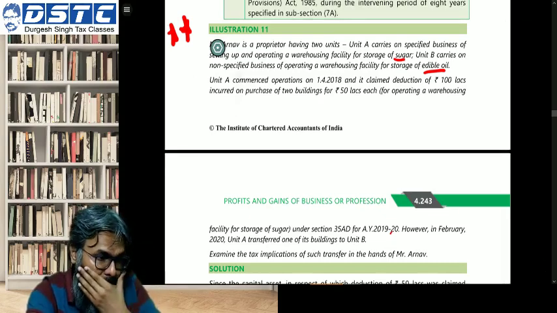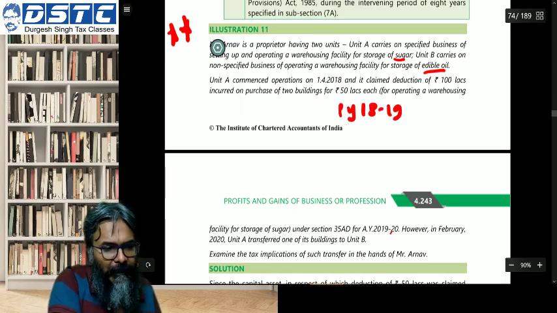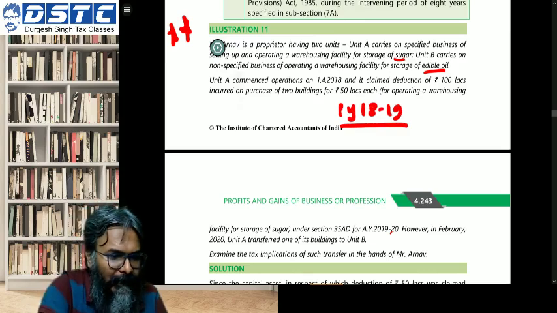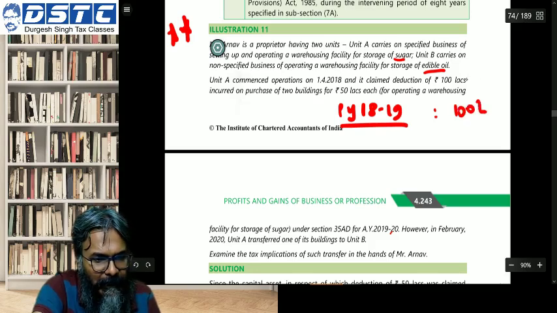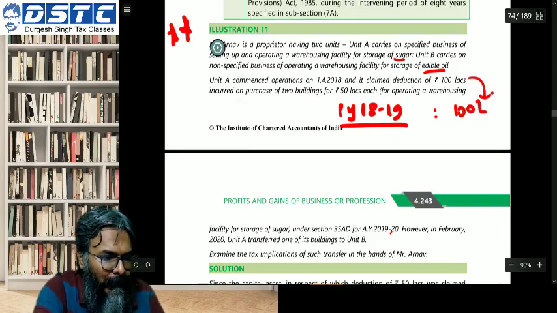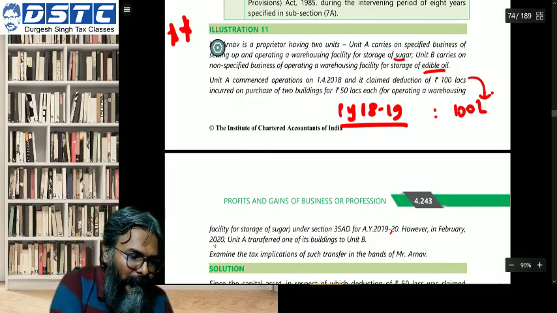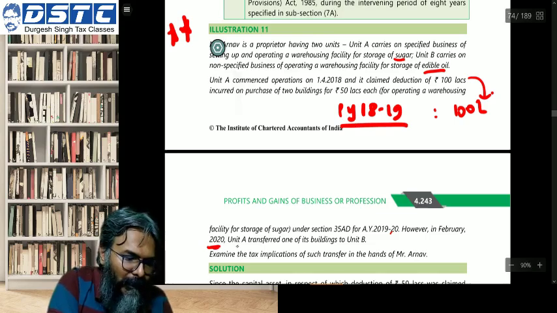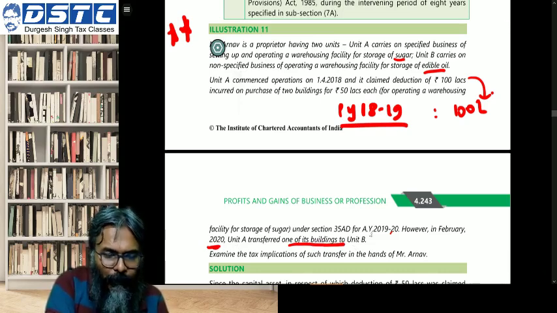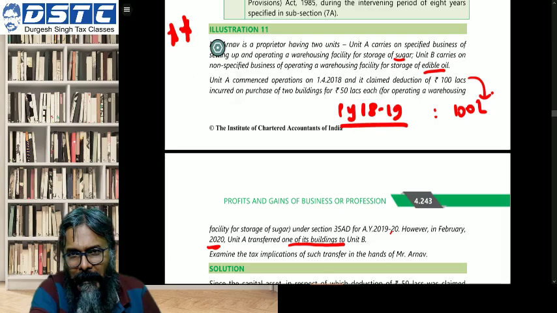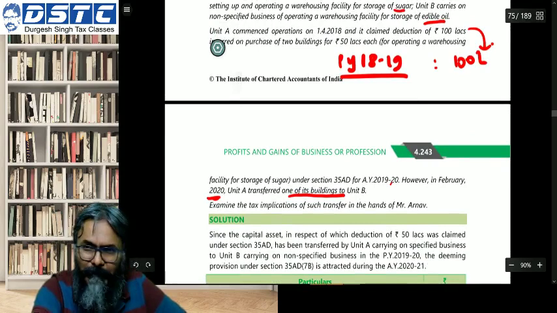So it commenced its business in previous year 1819. Last year, previous year 1819, it commenced its specified business and it claimed a full deduction of 100 lakhs under 35 AD for two buildings. However, in February 2020, current year, Unit A transferred one of its buildings to Unit B, students. It implies that the asset will then enter into the block. Examine the tax implication.